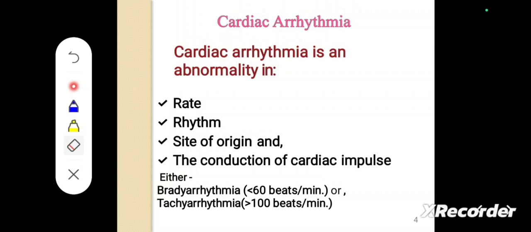So in 1 minute, 60 to 100 sinus rhythm beats occur. This is normal. In case of abnormality, if the sinus rhythm is below 60 beats, the abnormality is known as bradyarrhythmia. And if the sinus rhythm occurs at greater than 100 beats per minute, the abnormality is known as tachyarrhythmia.